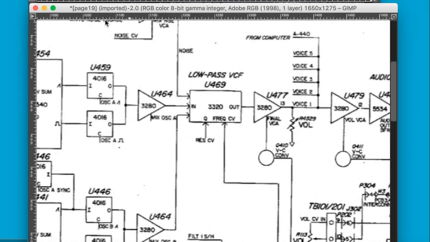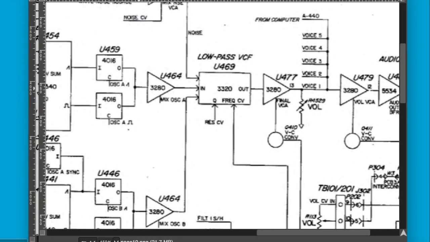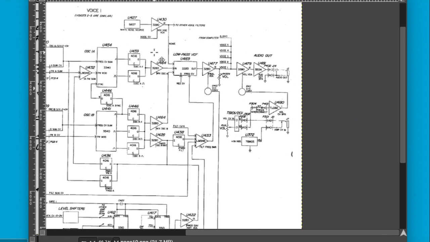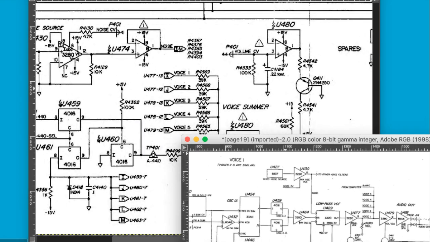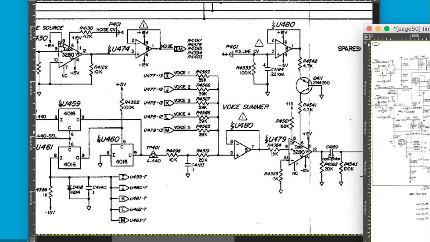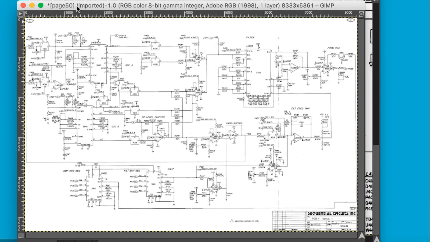Now, if we go to page 50 of the schematic, this is where things get interesting. This is the actual, no, that's not page 50. Sorry, that's page 19. That's that high-level block diagram. Go away, page 19. We'll call you later if we need you. Okay, so now we're going to go to the actual page 50. So this is the main architecture of a Prophet 5 voice.